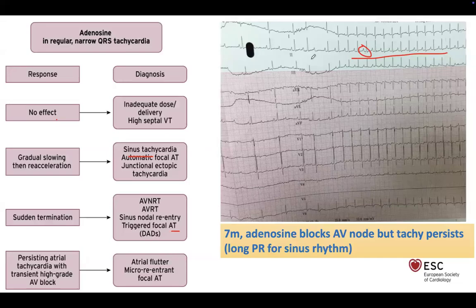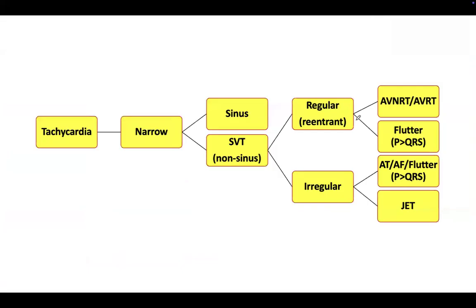We gave adenosine, and as you can see, the P waves are persistent, but there's block in the AV node, and then you can see them better. Anyway, that was a baby who we thought was having persistent atrial tachycardia, and adenosine helped us a little bit. Anyways, so back to our algorithm.